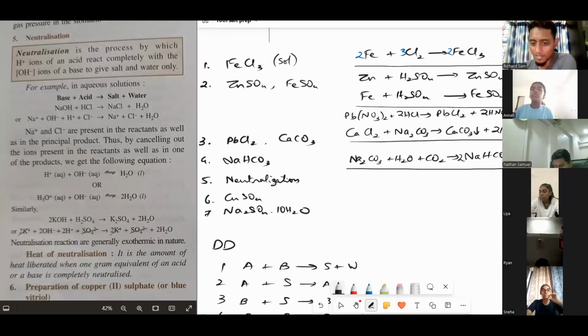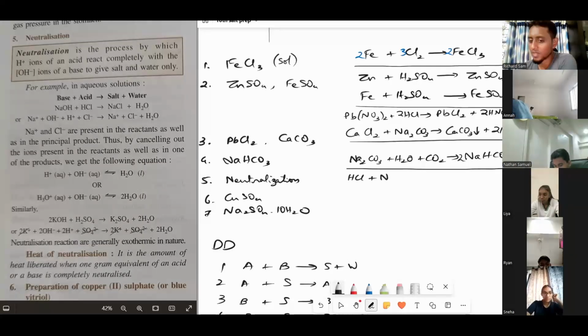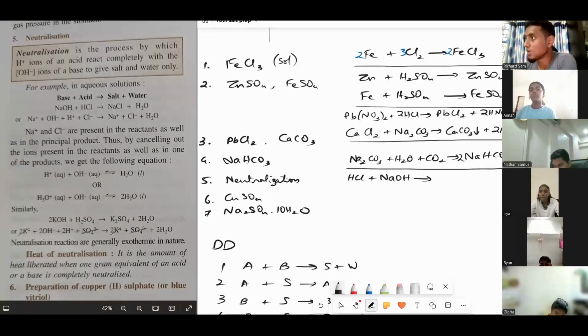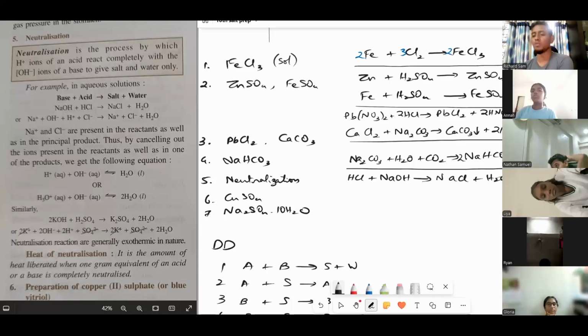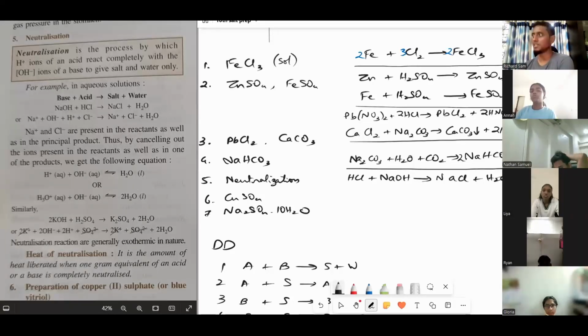Yes, so take any acid, HCl, easiest acid, plus any base, easiest base, NaOH. Okay, so what is formed? Acid plus base gives salt and water. Which salt is formed? NaCl. Okay, so this is one method to form a salt. Neutralization reaction is the method to produce salts.